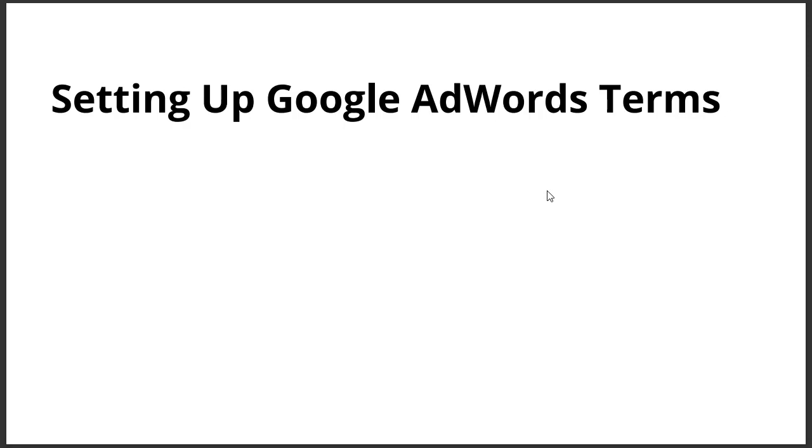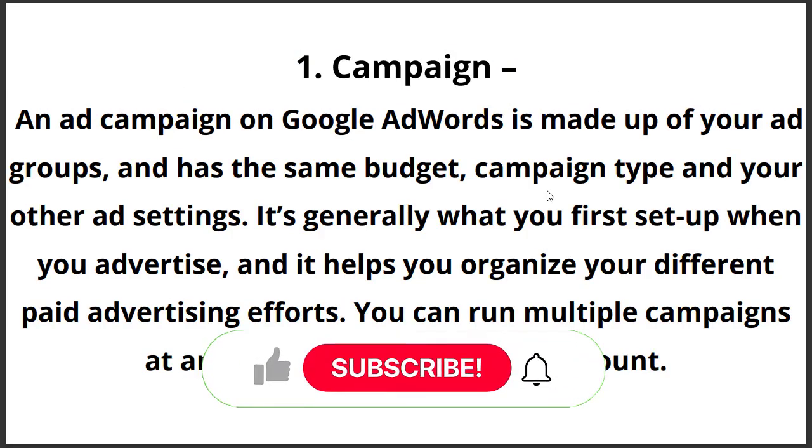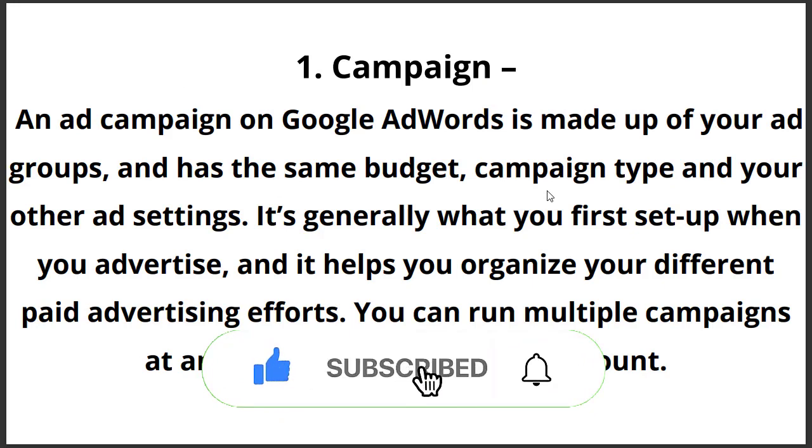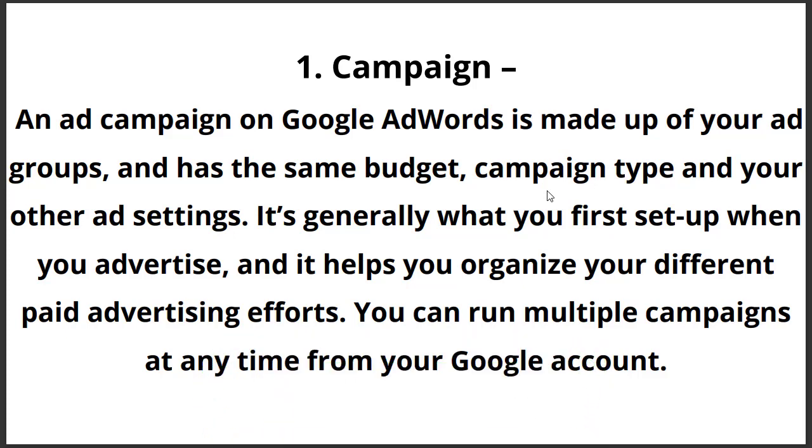We are starting with setting up Google AdWords terms. In this video, you will learn all the things that are used in Google Ads and what they mean. So in setting up Google AdWords terms, you should know about campaigns. What is a campaign? An ad campaign on Google AdWords is made up of your ad groups and has the same budget, campaign type, and your other ad settings. It's generally what you first set up when you advertise, and it helps you organize your different paid advertising efforts. You can run multiple campaigns at any time from your Google account.